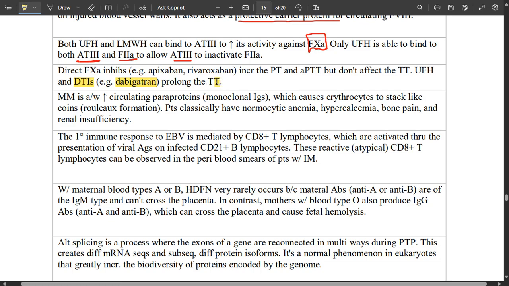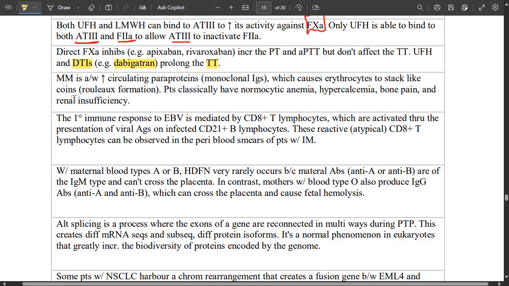So what is TT? Is it thrombin time? No idea. Okay, I had supposed. Oh yeah, maybe unfractionated heparins and direct thrombin inhibitors. So because thrombin is inhibited, it can increase the thrombin time.